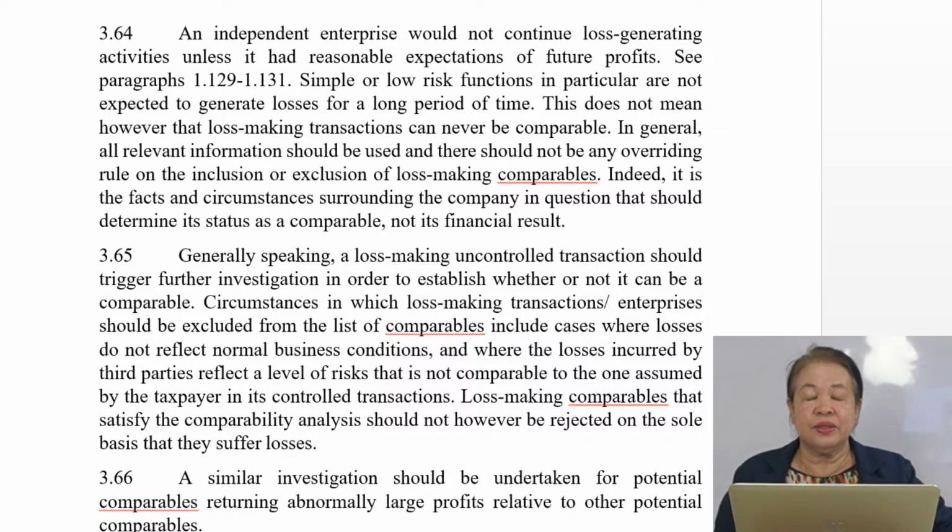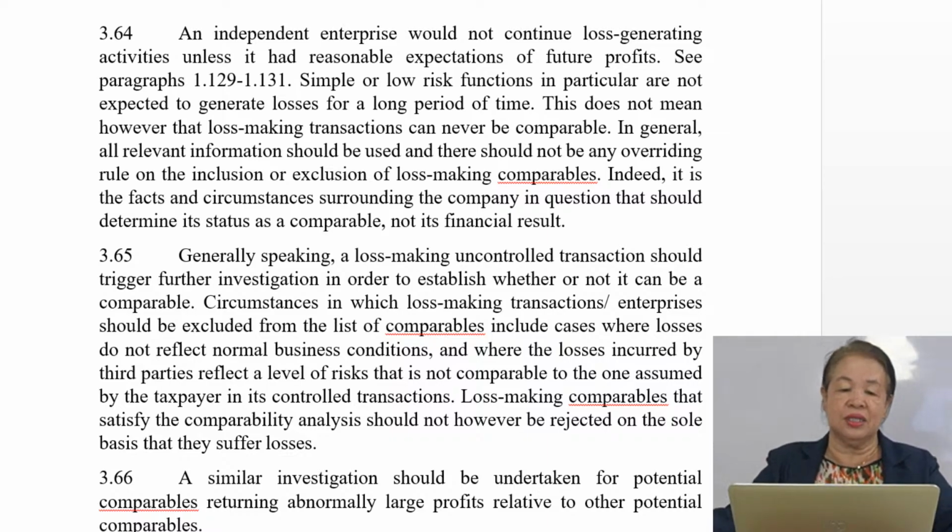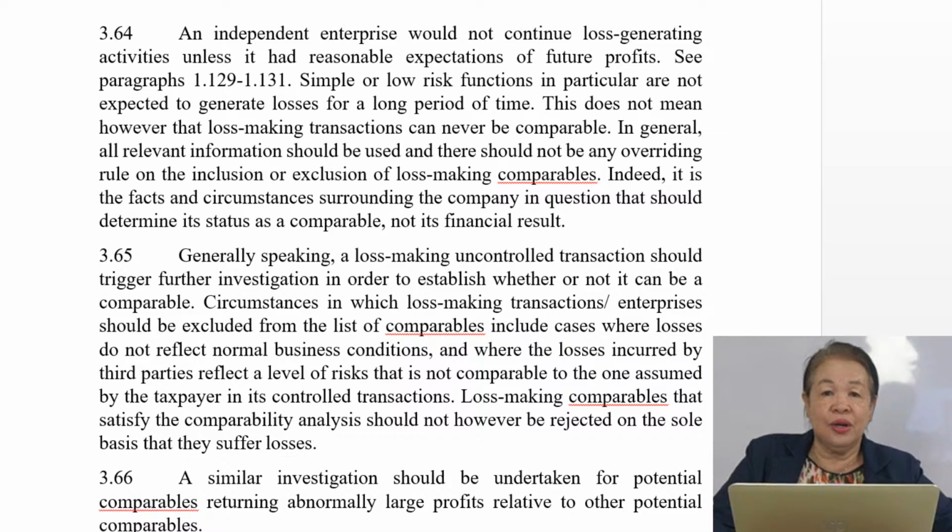Why? Because sabi nga natin, transfer pricing is economic taxation. And when we say economic taxation, what is the purpose of a business? The business is an economic entity. The purpose is profit, no? So why are you continuing a loss-generating activities? You are wasting your assets, no? It's against the purpose of the business as an economic entity to earn profits. No? Kasi net loss ka eh, bakit mo pa tinutuloy?